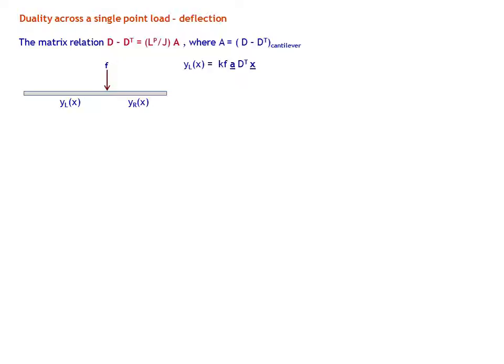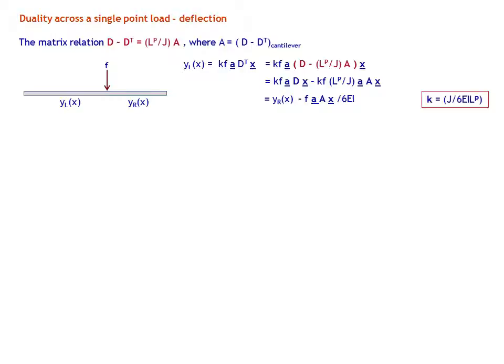Then we can write y_L of x, which is equal to kFA dtx, as kFA into d minus LP over J times A x, where I've substituted for dt. Expanding this, I get two terms, kFA dx and kF LP over J AX. The first term is just y_R of x, and the second term can be rewritten using the definition of k as FAAX all over 6EI.